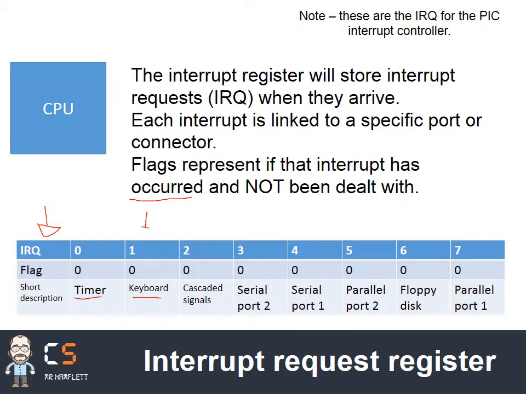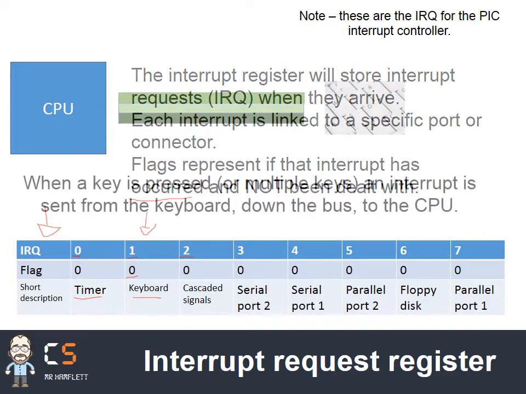Also, if I press more than one key, for example, then only a single bit will be changed. It's not going to have a number in there. So, for example, if I press 4 keys, I don't have the number 4 in there. It's always going to be 1 or 0. 1, it's happened. 0, it hasn't. We call the number here an IRQ, or interrupt request, and this is the interrupt register.